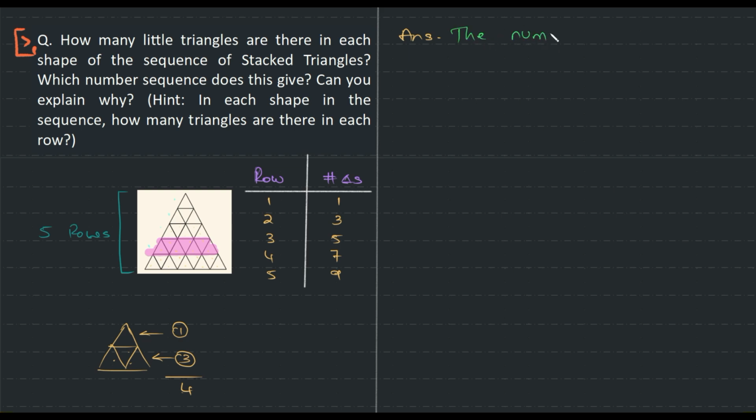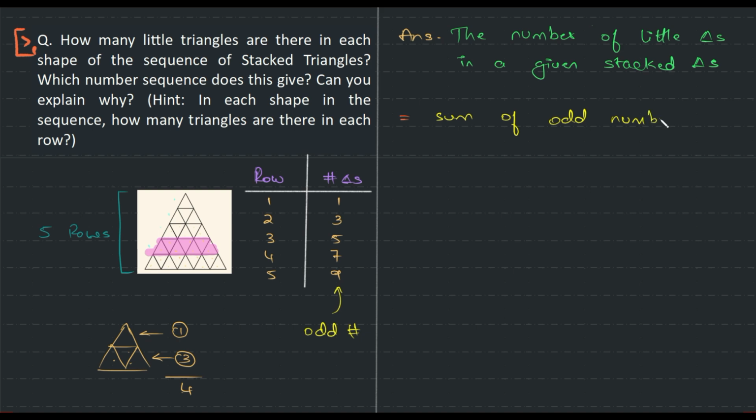The number of little triangles in a given stacked triangle is equal to the sum of, how can we describe this now? Sum of what? All these are odd numbers, is it not? Sum of odd numbers. Is that correct? Is that enough?